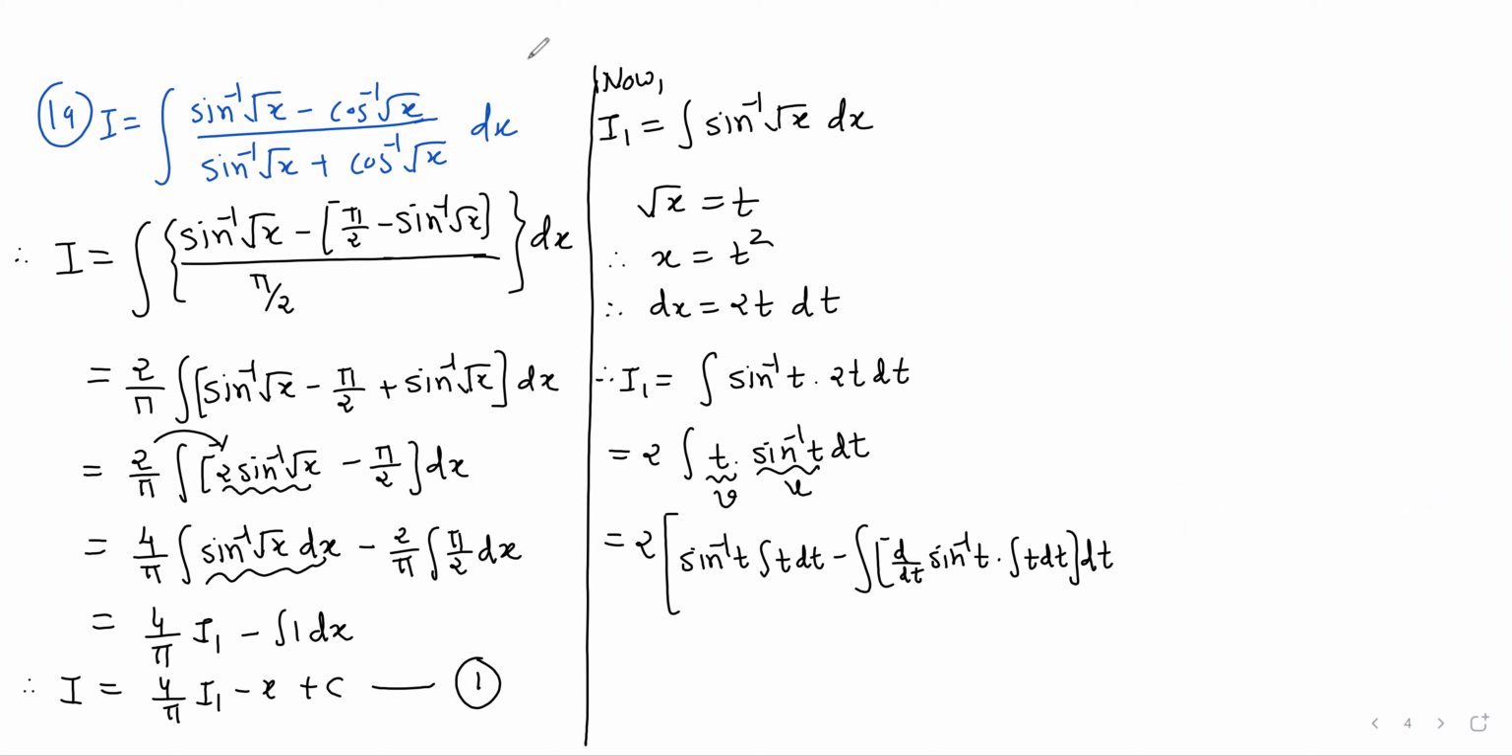Now, brackets are a must. Every step has a bracket, and the bracket is a must. Only then can you separate the terms. Okay. Now 2 times sine inverse t into t square by 2 minus integration.